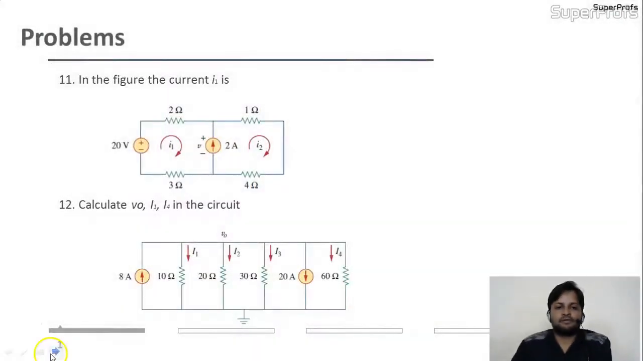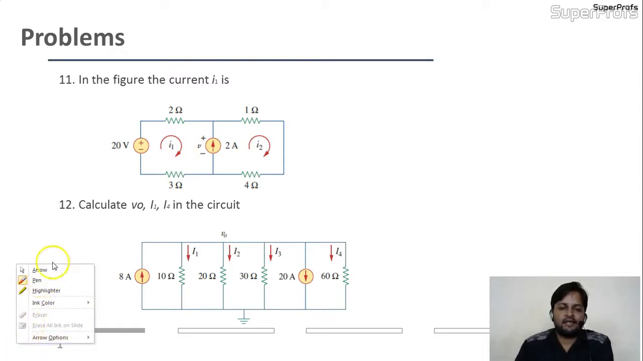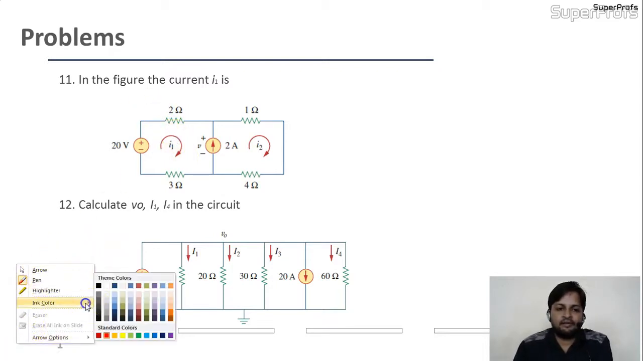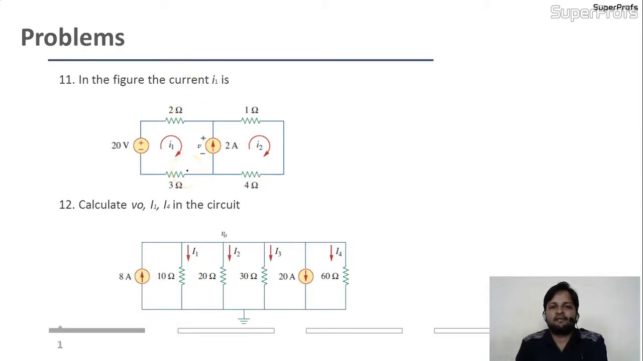So here we go. Here we are starting with this problem. In the figure, the current I1 is. Where is the I1? Here is the I1. He is asking for the I1, not I2. Okay. So it's very simple, right? Why is this question very simple? Because see, everything is given here.